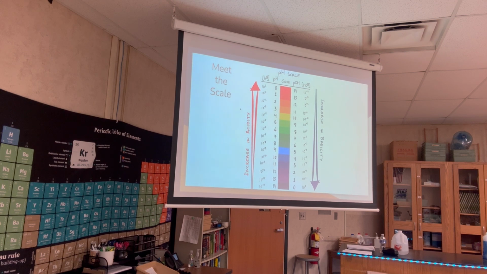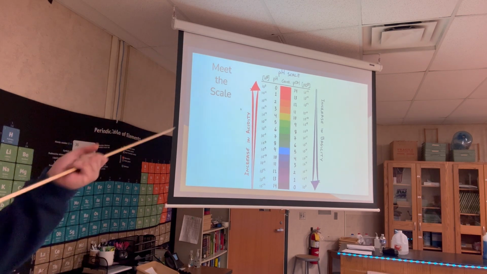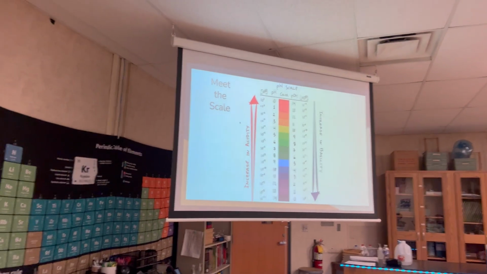Remind me, what's the range for something being acidic? You wrote it down on the last slide. 0 to 7. What's the range if it's basic on the pH scale? 8 to 14. Good.